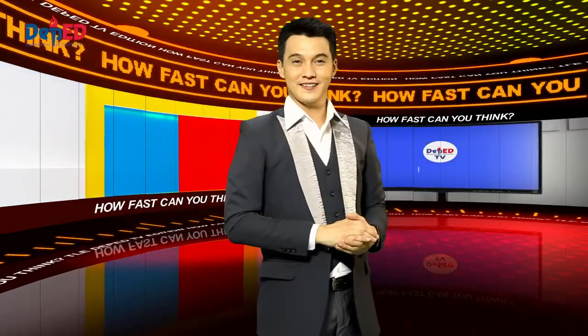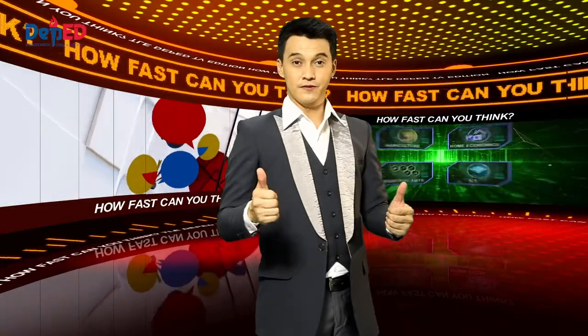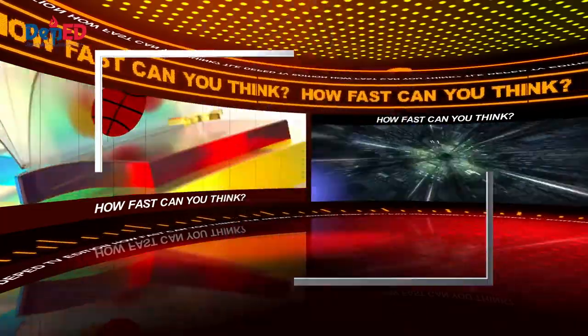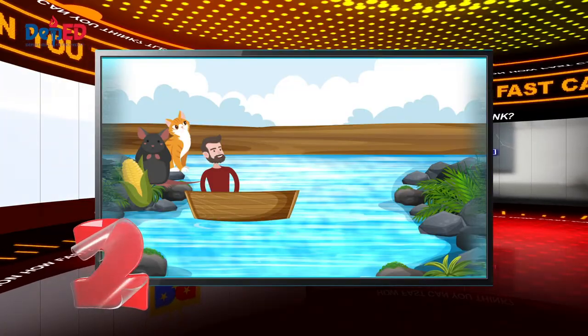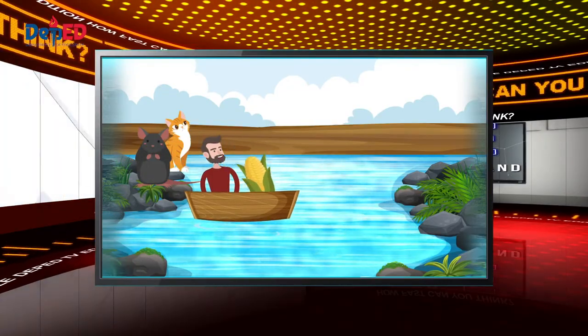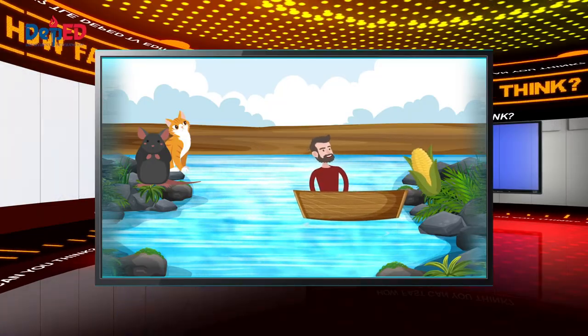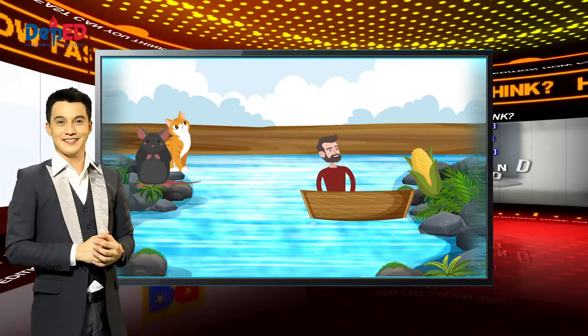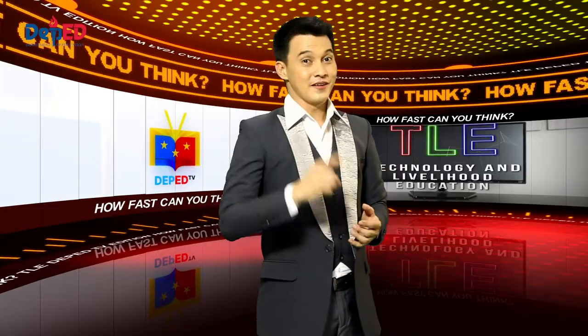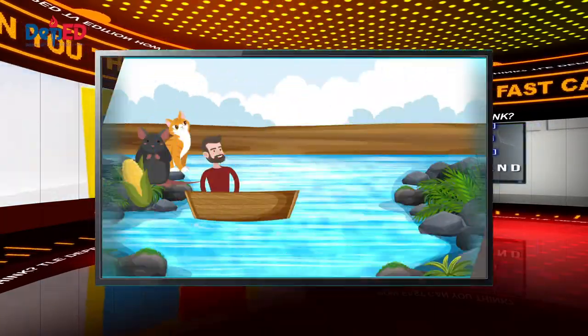Thank you, Teacher Ellie. Solve the puzzle now. Oh no! You put the rat and the cat together. The cat will eat the rat. Don't worry, you still have 2 tries.